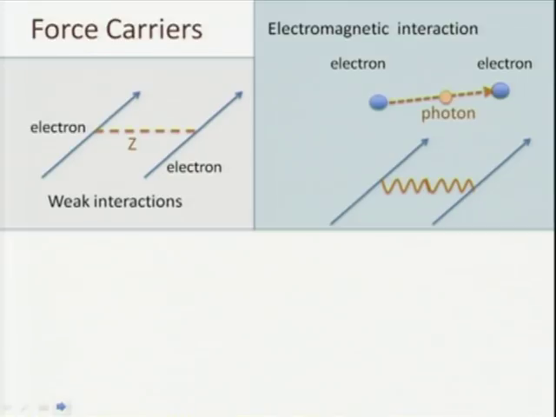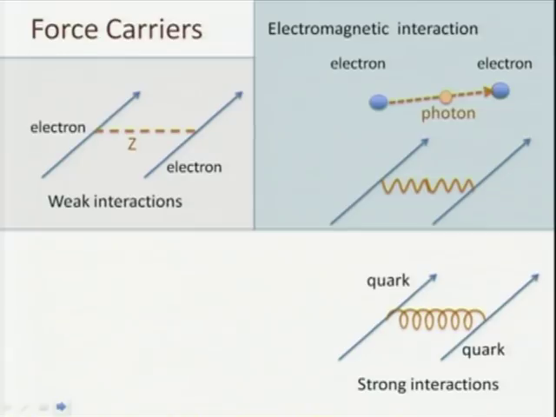The carrier here is called a Z boson. This particle is exchanged, some quantum of the weak field is exchanged between electrons, and that is basically the interaction between the electrons. When we talk about strong interactions, electrons do not take part in them. We will come to the details later. Quarks, when they interact strongly, exchange some quantum of the strong field, which is called a gluon.